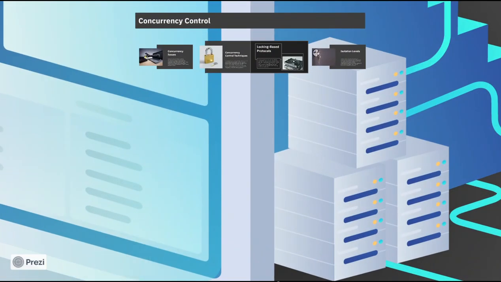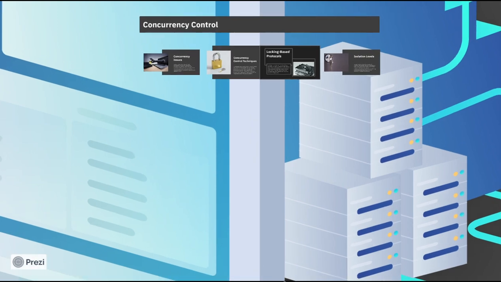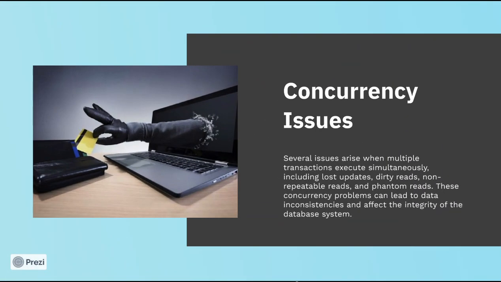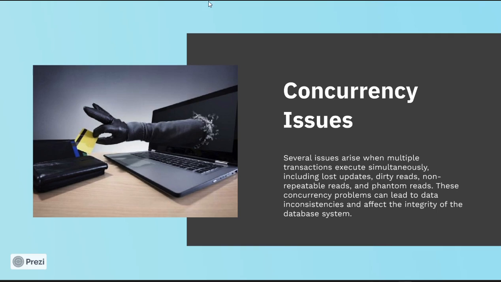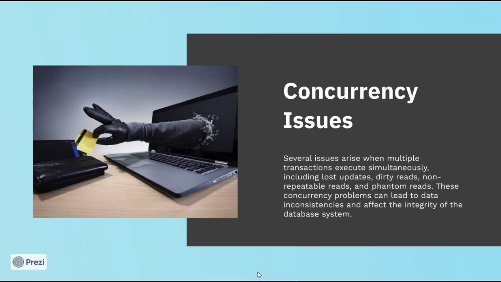Concurrency control. Now here is where things get interesting. What happens when multiple transactions try to access and update the same data at the same time without proper control? We could run into several problems. Lost update. One transaction overwrites another transaction's change without even realizing it.